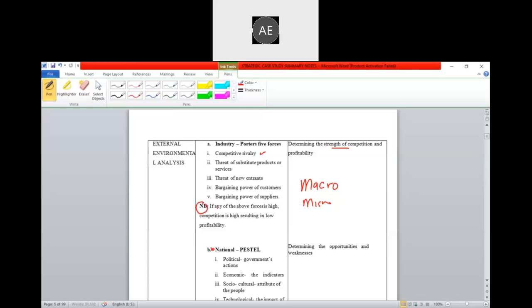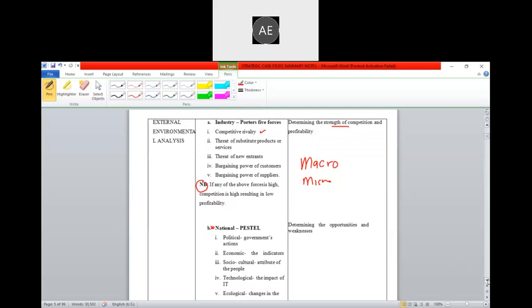So note that if any of the above forces is high, then competition is high, which will result in low profitability, hence making the industry unattractive. However, if any of the forces is low, then the competition will be low, which will result in high profitability, leading to an attractive industry. Okay, so you can go through that video to get the various factors under them.